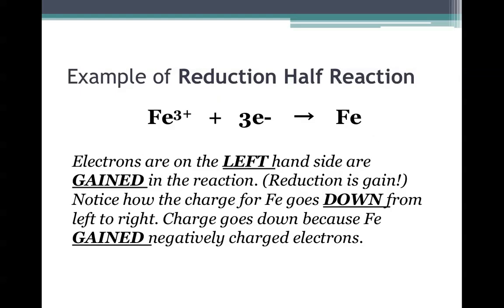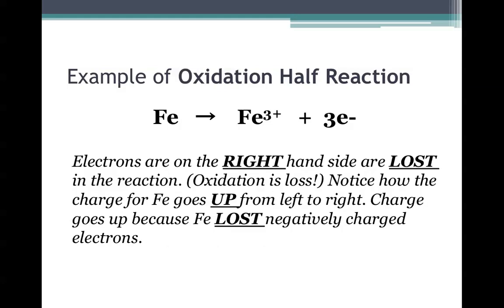So here's an example of a redox half reaction. The electrons are on the left-hand side, or gain. This is very similar to when we wrote endothermic reactions, where energy was on the left-hand side when it was being absorbed. Same thing with these half reactions. Electrons are on the left-hand side or being gained in the reaction. Notice how the charge for iron goes down from left to right as it's gaining those negatively charged electrons. And remember, this would be reduction because of that gain of electrons.